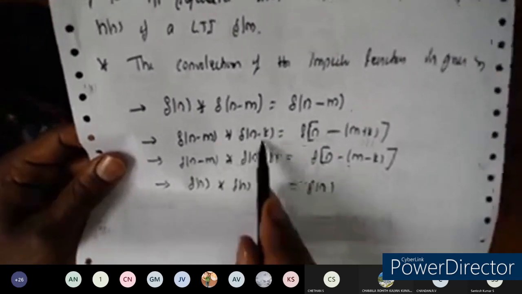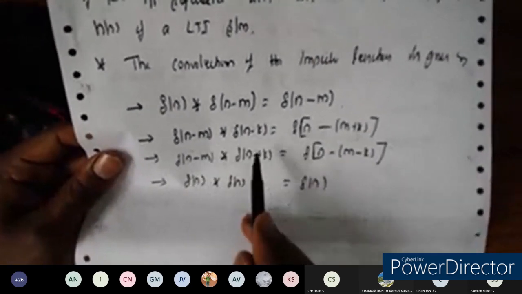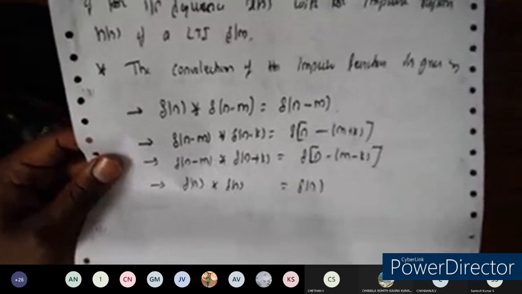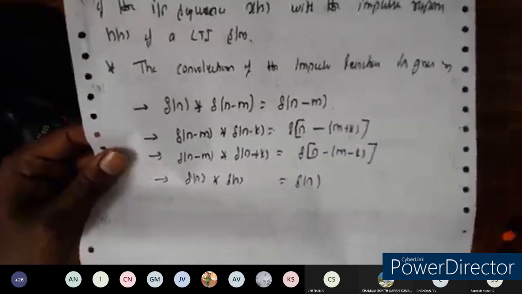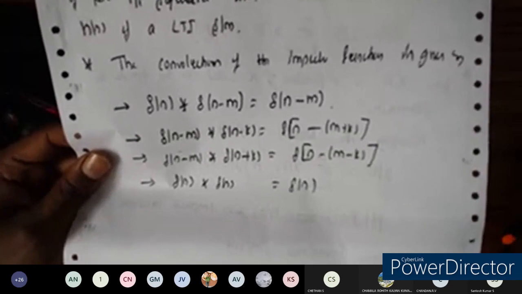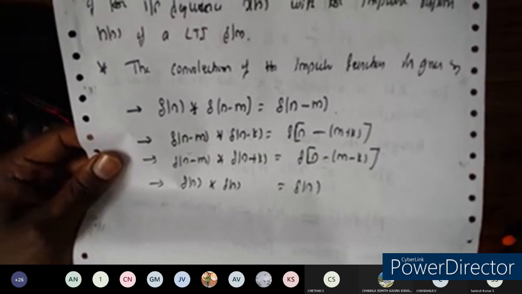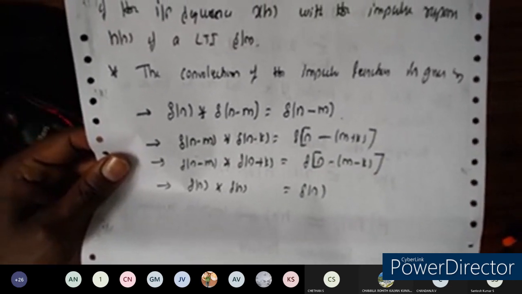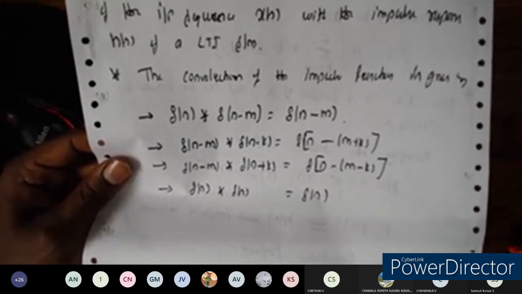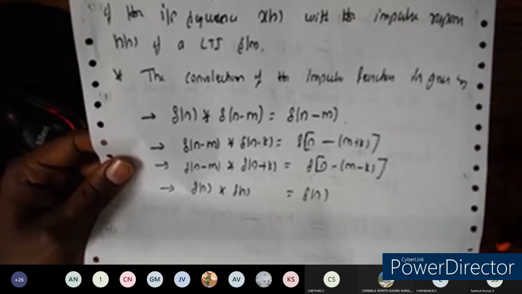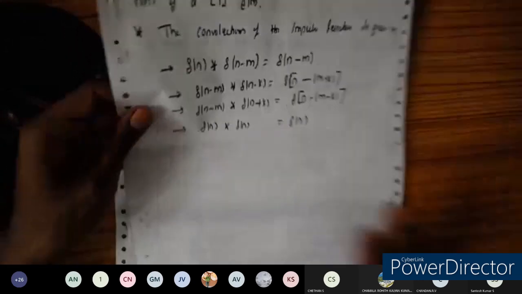Means if two delayed functions are there, I can take the sum of the delays. For example, delta of n minus 1 convolved with delta of n minus 2, I can write straight away as delta of n minus 3. If I have delta of n minus 1 convolved with delta of n plus 2, I can write that as delta of n, minus 1 plus 2 will become plus 1, so delta of n plus 1.